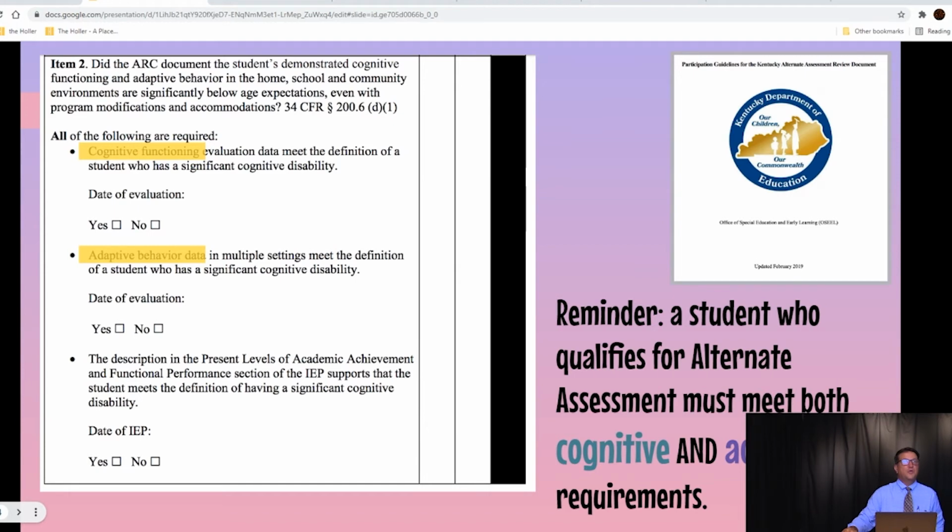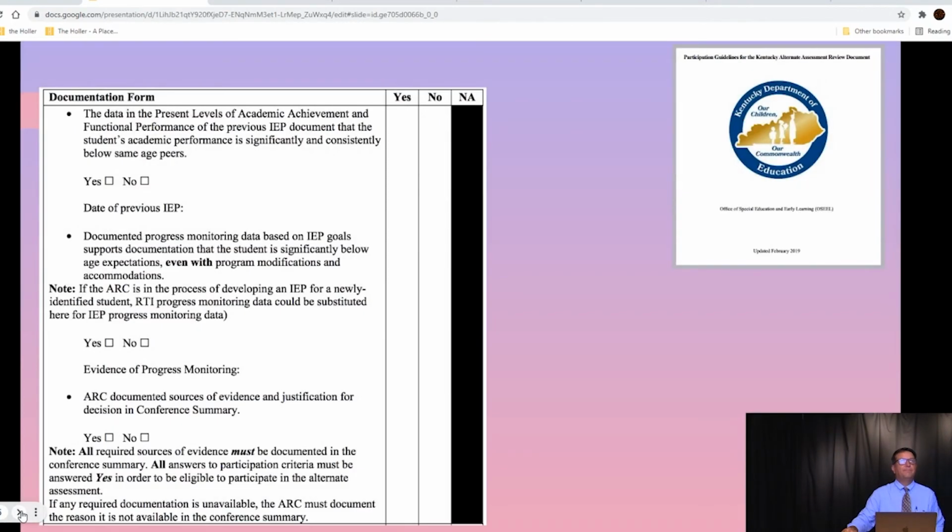And do the descriptions in the present levels of academic achievement and functional performance section of the IEP support that the student meets this definition of having a significant cognitive disability, and it's documented in the current IEP and on the date of the IEP, the date of the evaluations, and when those occurred. So we need to make sure we have those all documented. Again, just highlighting that it's important to have these questions answered yes, and that we've got the sources of evidence to document and do so.